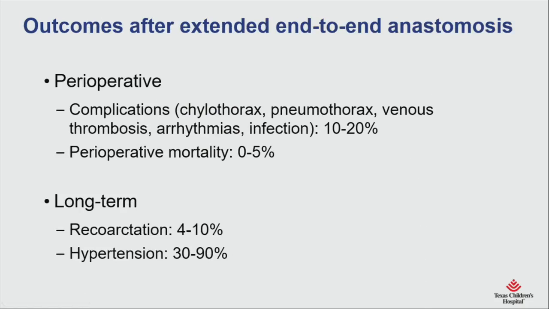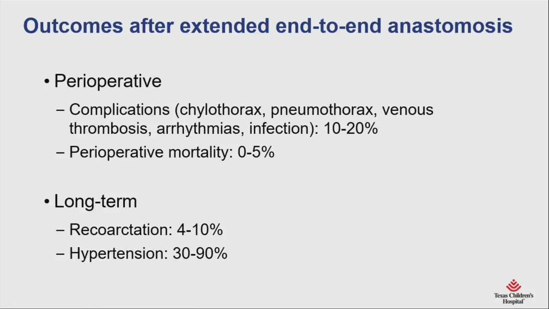So the outcome should be pretty good after extended end-to-end anastomosis. Perioperative mortality is between 0 and 5%, and the long-term incidence of recoarctation varies from series to series, from somewhere around 3% to about 20% in some series, but should be somewhere around this range. The incidence of hypertension is still pretty high. So most series will report an incidence of 30 to 50%, but that's actually just based on clinic visits.